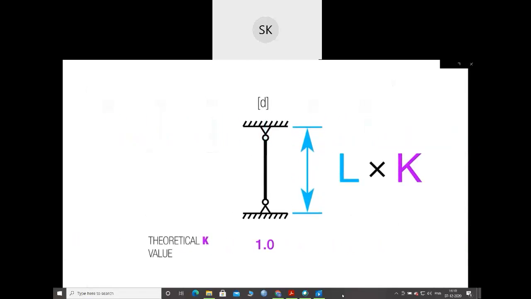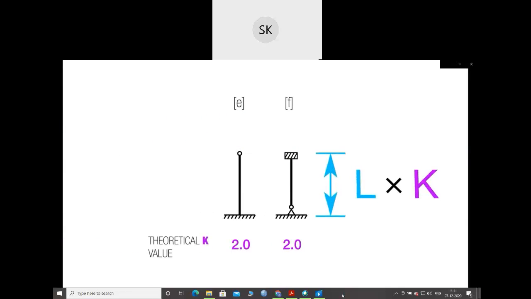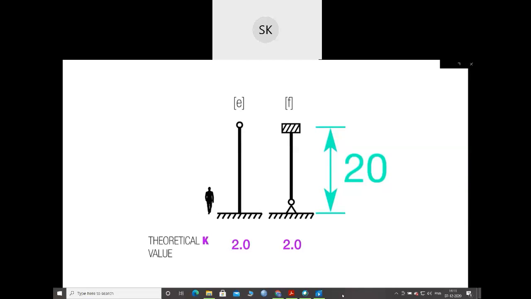We have pin connections at the top and the bottom, which means that it's rotation free and translation fixed. And that's our 1. So if we have a 10-foot column, it's going to really behave like a 10-foot column. But look at these two here. These two have a theoretical K-value of 2, which means that if we have one of these, a 10-foot column is going to behave like a 20-foot column. So we're going to multiply it by 2.